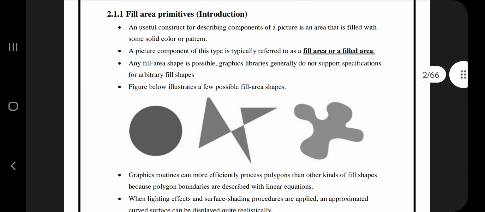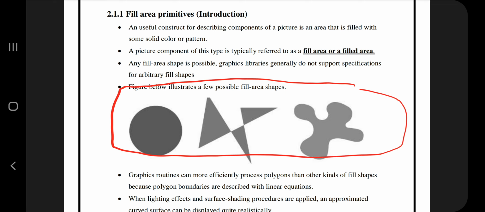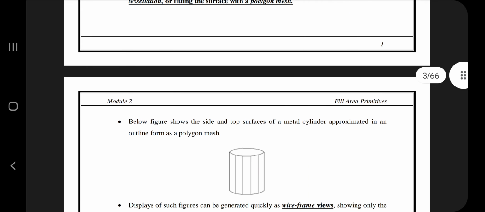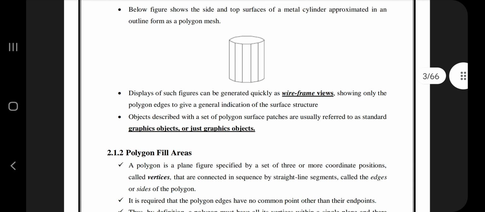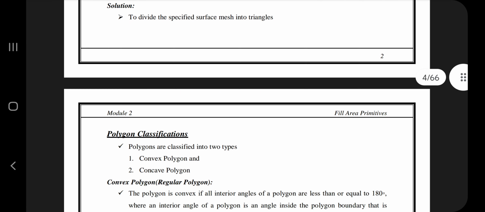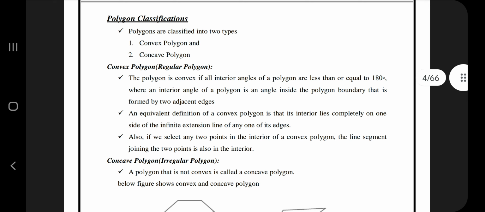So fill area primitives. What do fill area primitives mean? We'll be filling the area of the polygon, and the filled area is called the fill area primitive. We fill either by color or by wires. These are the 2 points which are right in the fill area. And to classify the polygons, listen to the whole thing. These are the contents you can remember and write in the exam if they ask about the polygon.